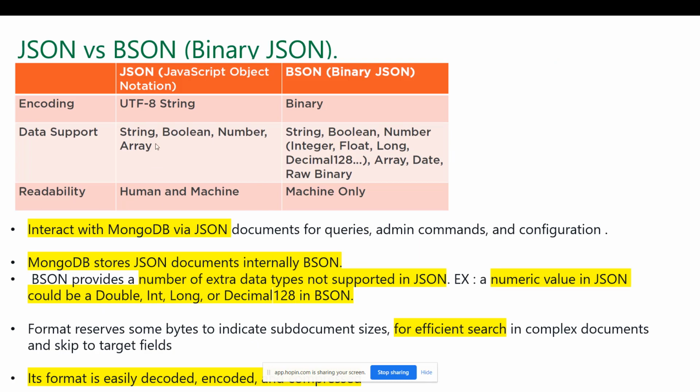We have JSON and BSON. What is BSON? BSON is binary JSON. We interact with MongoDB with JSON documents for queries, admin commands, and configuration. MongoDB internally stores JSON as BSON. BSON provides additional data types which are not supported by JSON, like string, boolean, number, array, date, and raw binary. The format of BSON reserves some bytes to indicate document size for efficient search, so it's more efficient. Its format is more easily encoded, decoded, and compressed. So again, BSON is more efficient than JSON, but you don't have to convert explicitly from JSON to BSON in MongoDB, because MongoDB does it implicitly.